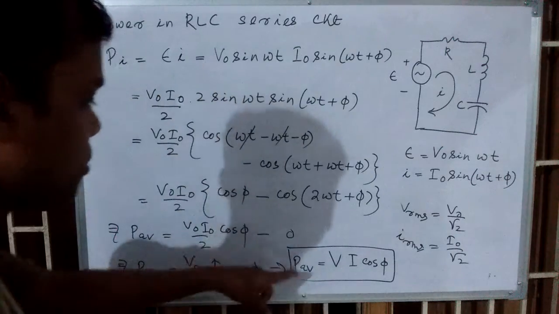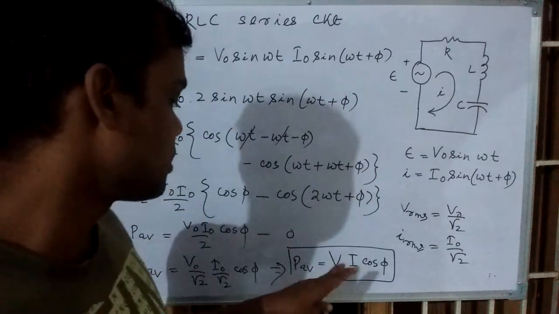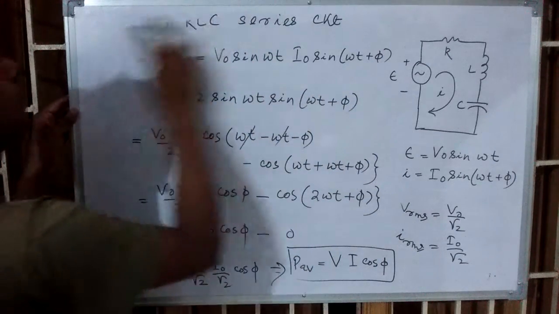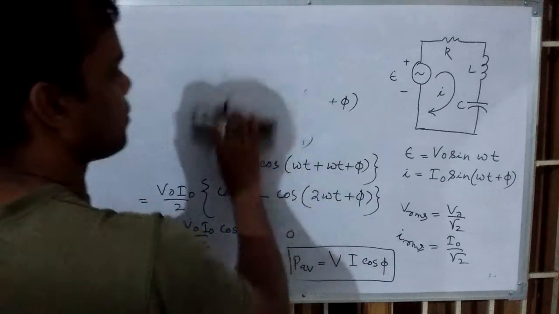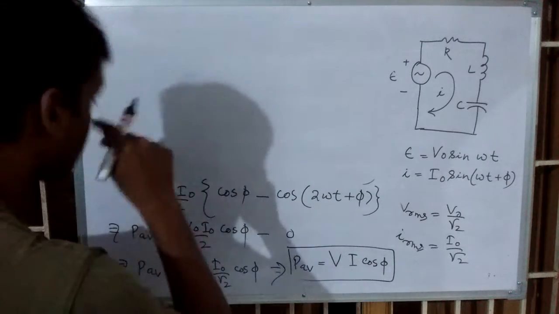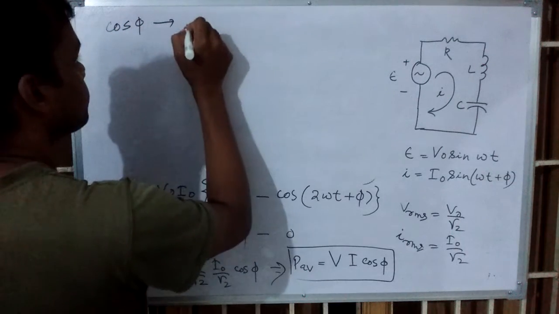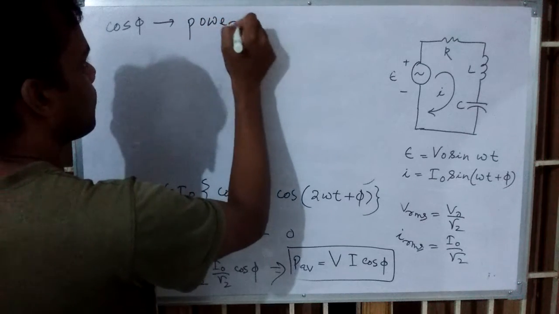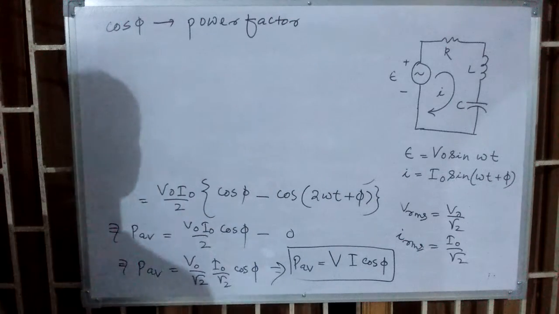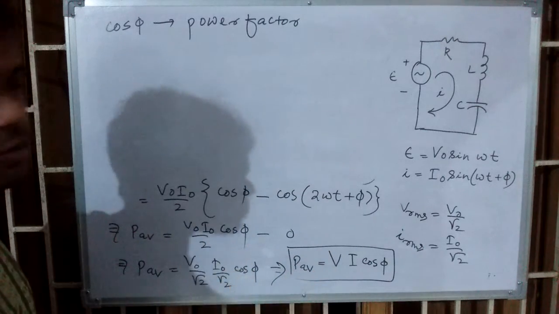Now from this we can get some cases. Now we shall emphasize something more on this term. First of all, what is cos phi here? Cos phi is called power factor. Then accordingly there will be different cases because phi has different values.